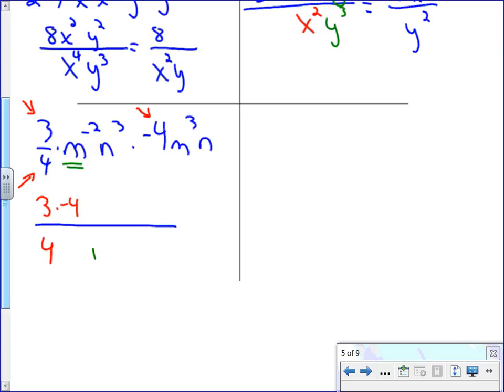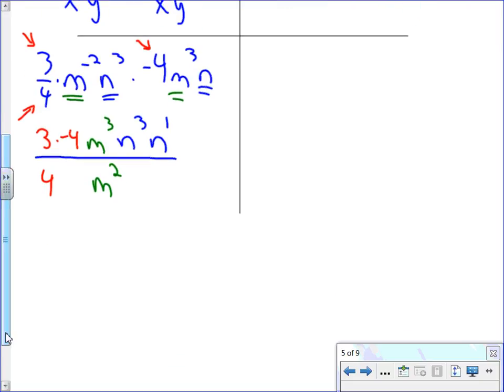This m moves to the denominator, and this m stays in the numerator. And then I'm going to do the n's. This n and this n, both of them are going to stay in the numerator. I'm going to put a 1 there just because it helps me remember that I don't want to say that 1. And then I'm going to combine things that are alike. Then take care of this part right here.